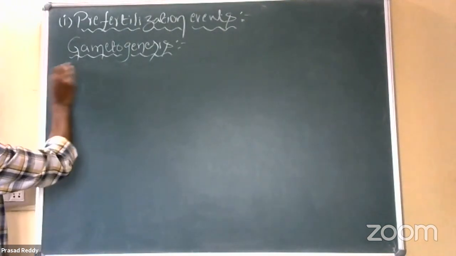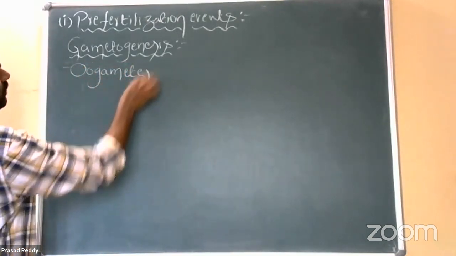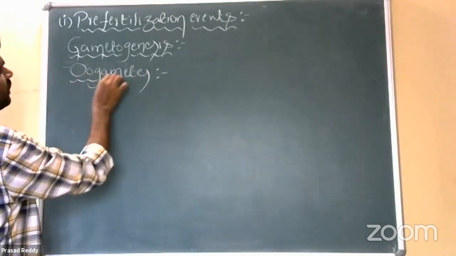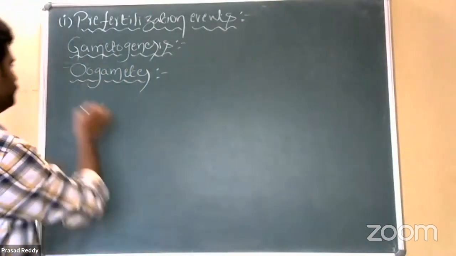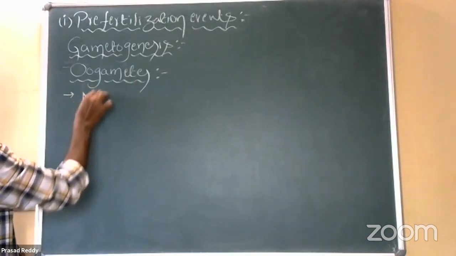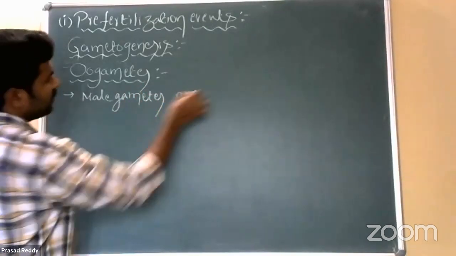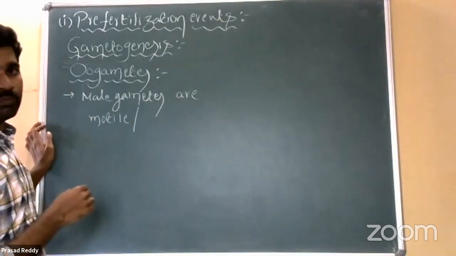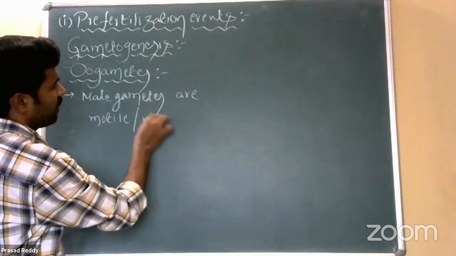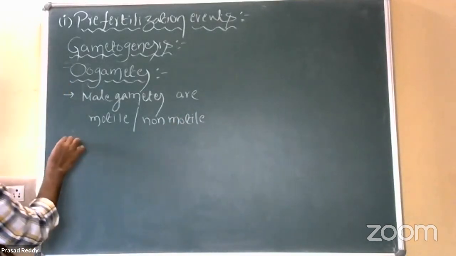Now come to oogamy or oogametes. So what are oogametes? In some advanced plants, male gametes are either motile or non-motile. Motile means they have flagella, or non-motile. But what about female gametes?